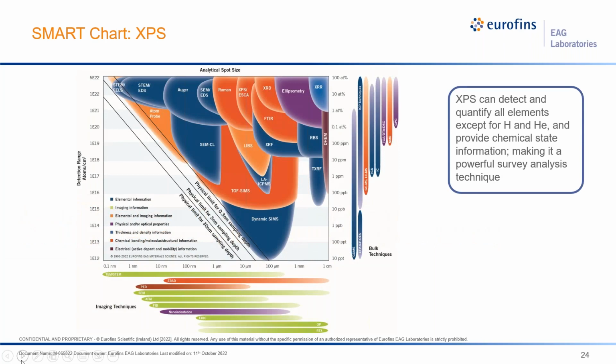As you already saw in the smart chart, XPS occupies the top section closer to the right, and it's still a pretty substantial size bubble, showing that the spot size could be from almost 10 micron to more than a millimeter, and the detection limits are from 100% to about 0.1 atomic percent.